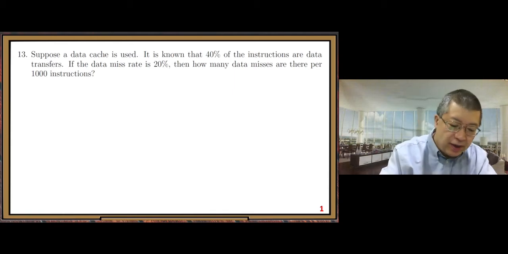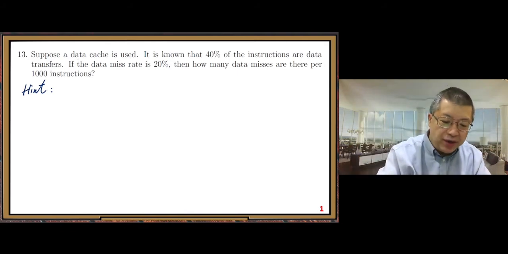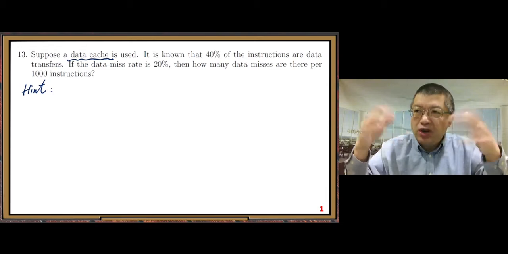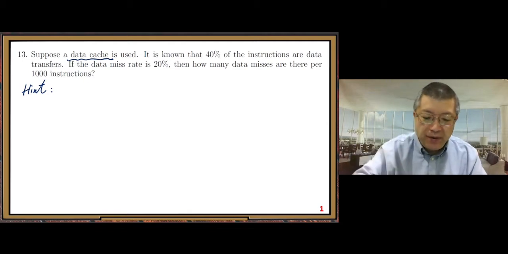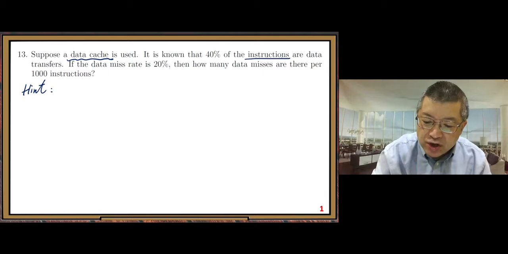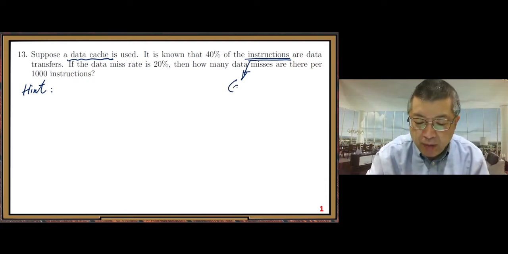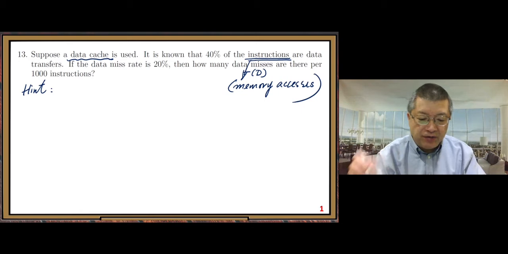All right, so let's look at the hint for this one. We use a diagram to do the analysis. But here we need to pay attention to the cache type. It's a data cache, excluding the instruction part, only the data access part. It is known that 40% of the instructions are data transfers. We need to not get confused with the different memory accesses.